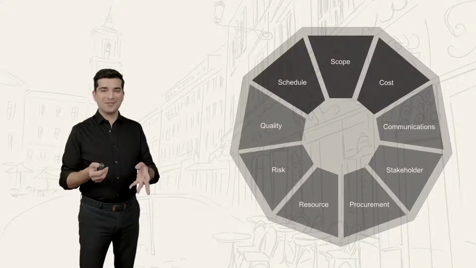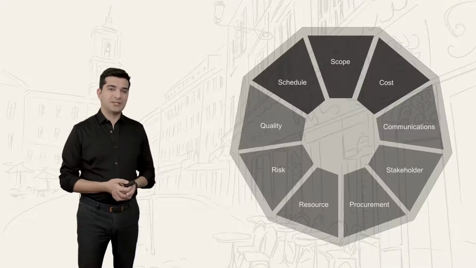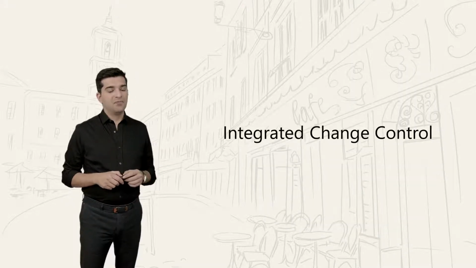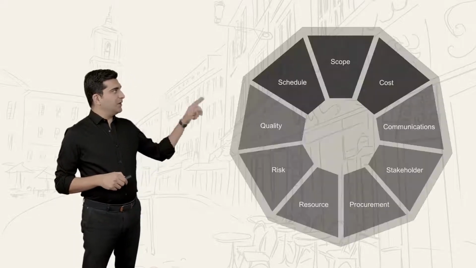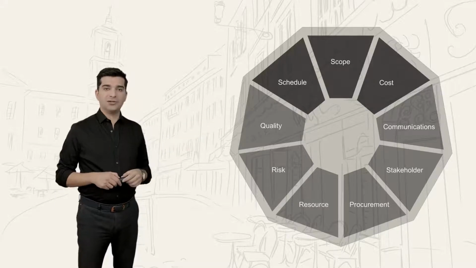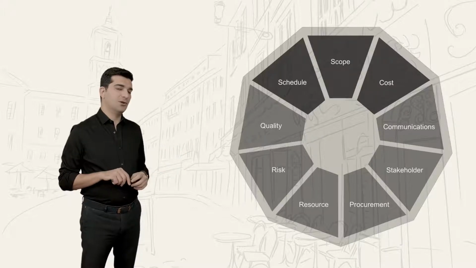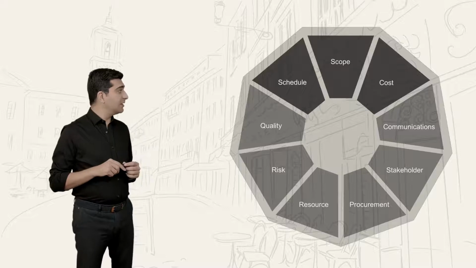It's called a process. Everything that we have in the PMBOK guide is done through processes. And this one is called integrated change control. And then my question was, which knowledge area do you think contains this integrated change control? Each process belongs to one of these knowledge areas. It's difficult, you see.